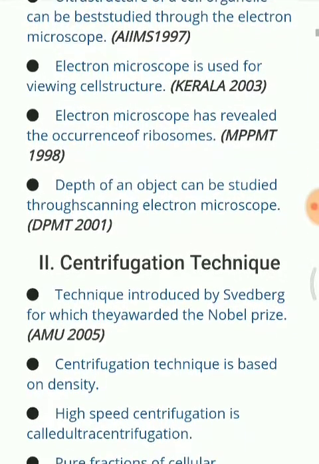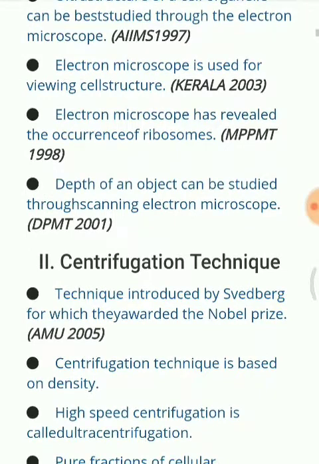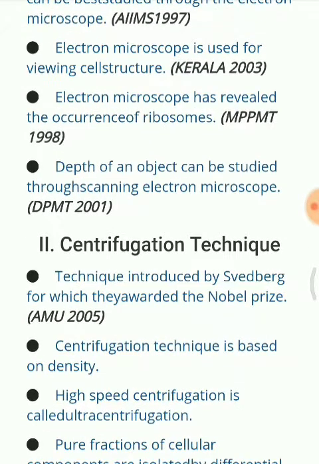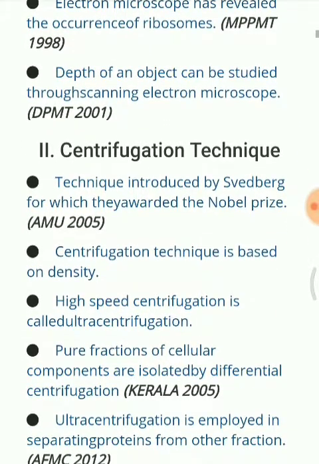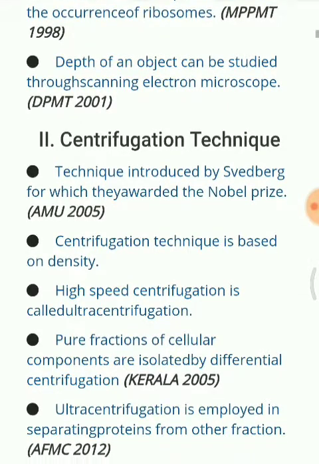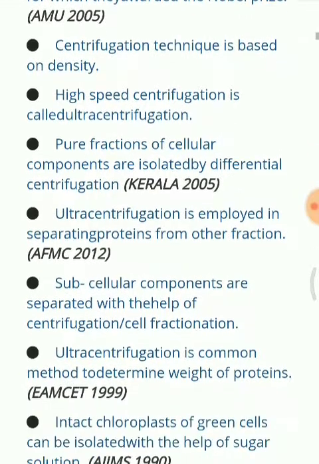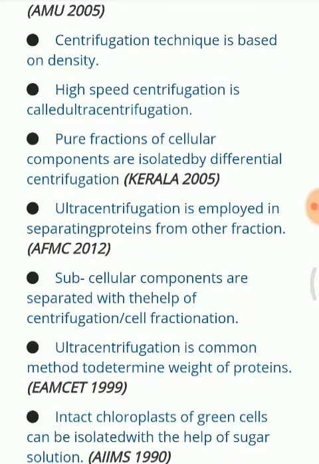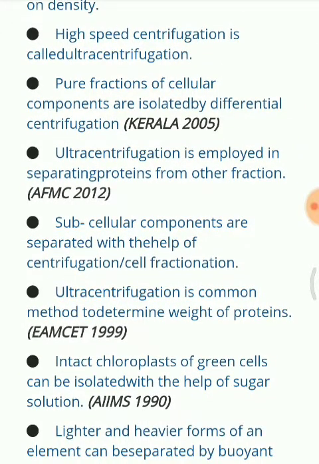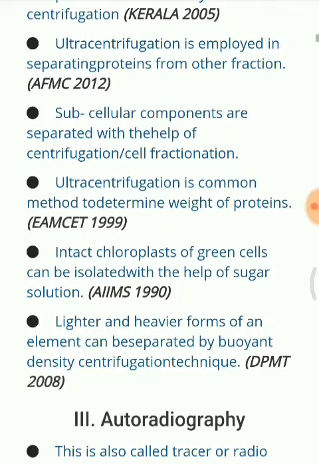The centrifugation technique was introduced by Svedberg, for which he was awarded the Nobel Prize. The centrifugation technique is based on density. High speed centrifugation is called ultracentrifugation. Pure fractions of cellular components are isolated by differential centrifugation. Ultracentrifugation is employed for separating proteins from other fractions. Subcellular components are separated with the help of centrifugation fractionation. Ultracentrifugation is a common method to determine the weight of proteins.